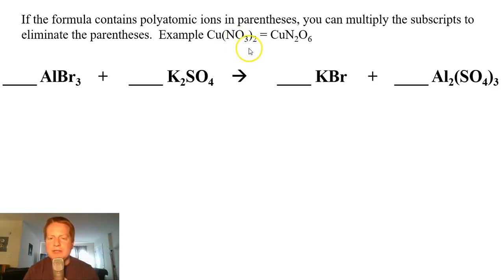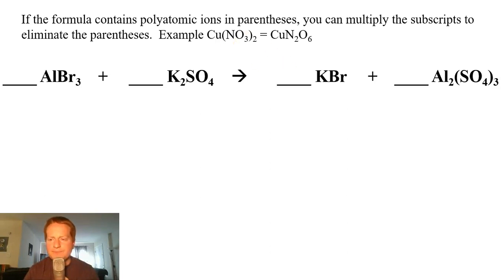So we can see up here the 2 outside multiplied by the 3 gives us 6 oxygens. And the 2 outside multiplied by the N gives us 2 N's. It only applies to what's in the parentheses, just like in math.